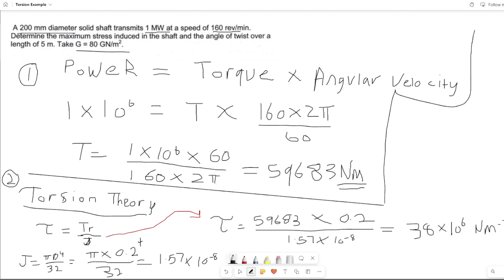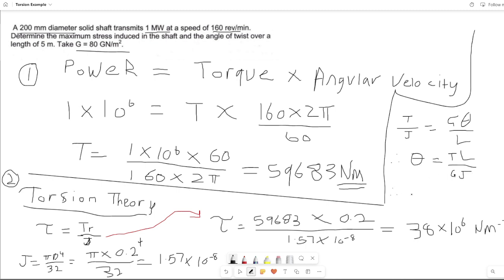We then can proceed to work out the angle theta, and we can do this by using the relationship T over J equals G theta over L. We will be able to rearrange for theta, so theta would in this case equal TL over GJ.